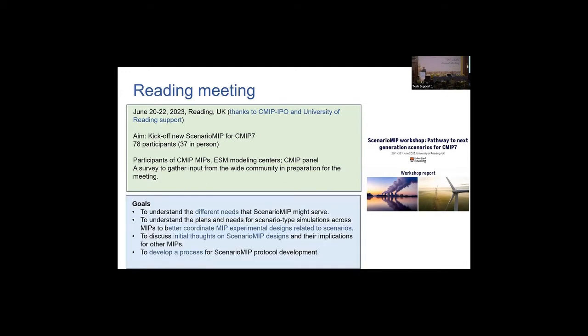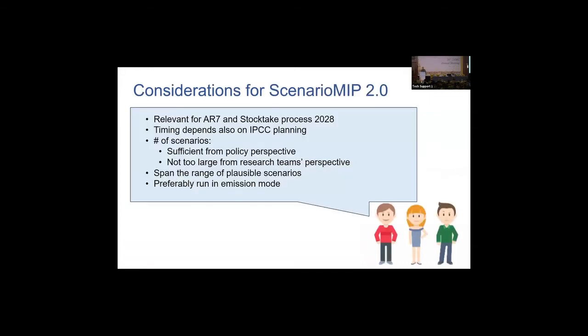And obviously there are specific needs for these scenarios. They need to link the different working groups. They have to be relevant for policy making, and they, for instance, they have to span the full range of possible climate change as well. Yes, so the scenario MIP needs to be relevant for AR7, but then there's also the stocktake process in 2028. And obviously it would be nice if the scenarios are available already at that time.